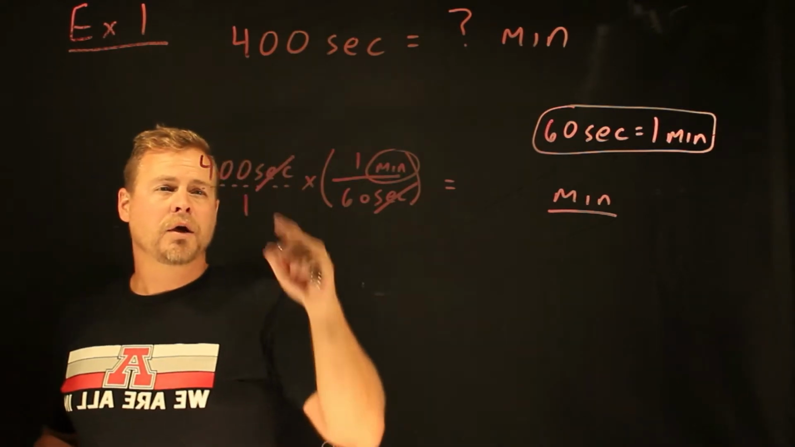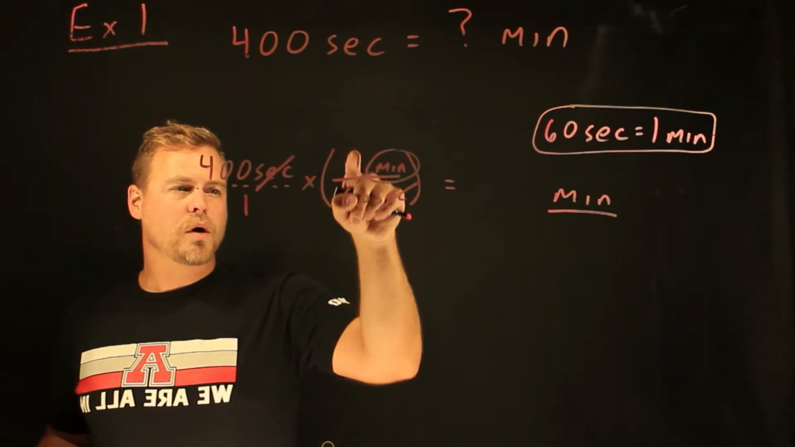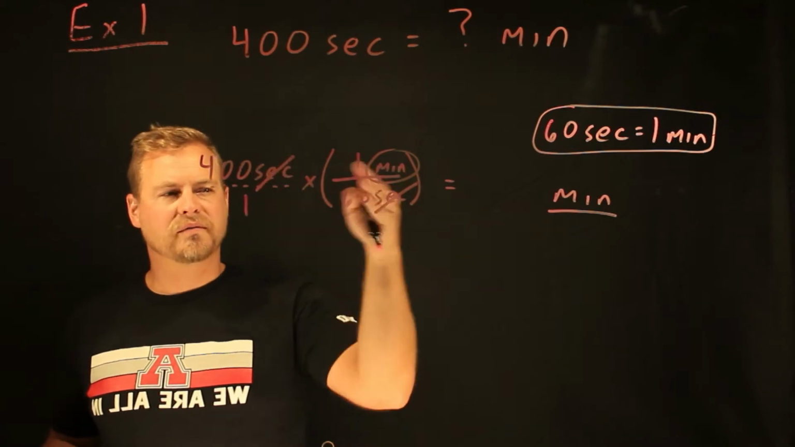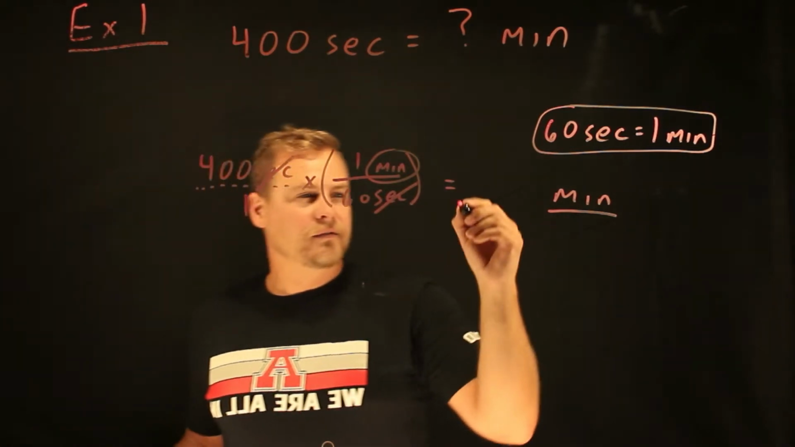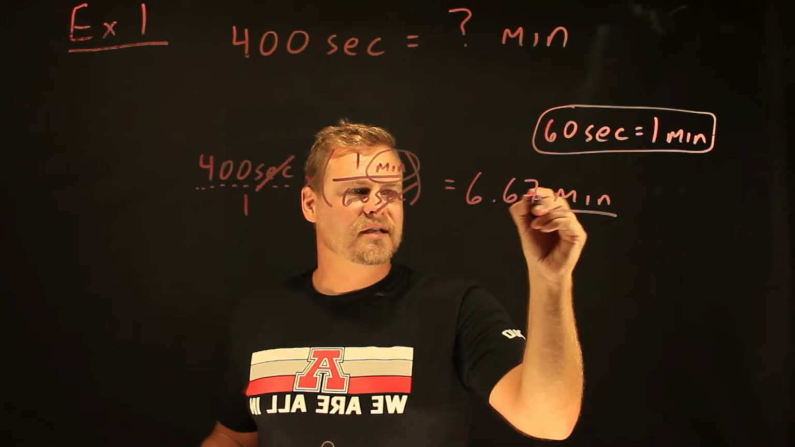Now I do the math. 400 times 1 over 60, the same as 400 divided by 60. And if you did that math, you would come up with 6.67 minutes.